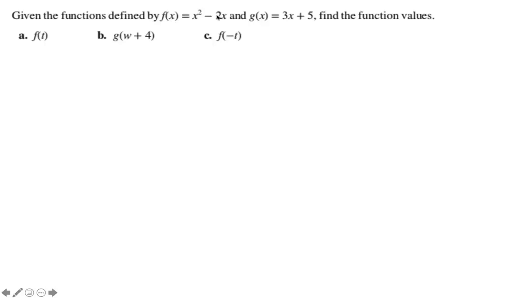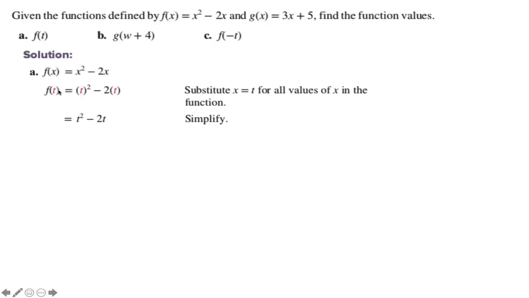Okay, let's do some more function evaluation. If f is this function, x squared minus 2x, and g is 3x plus 5, what is f of t? Well, f of t means that you just plug in t where x is. So whenever you see an x, you plug in t. So the function f of t is t squared minus 2t.